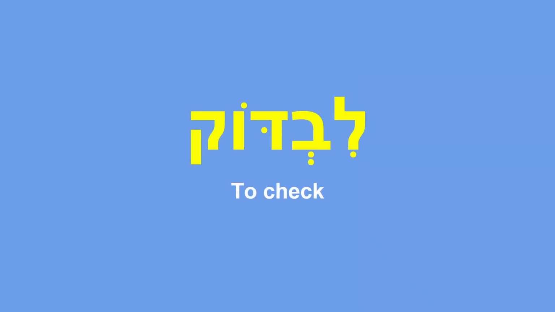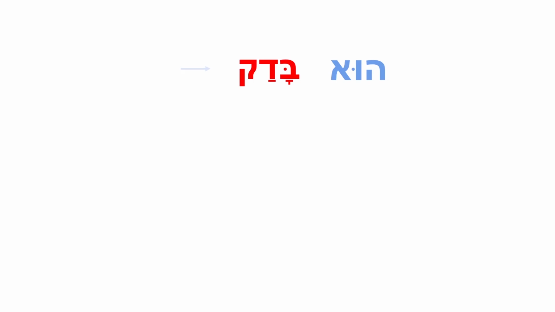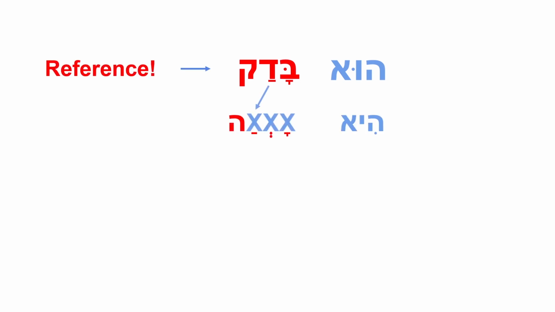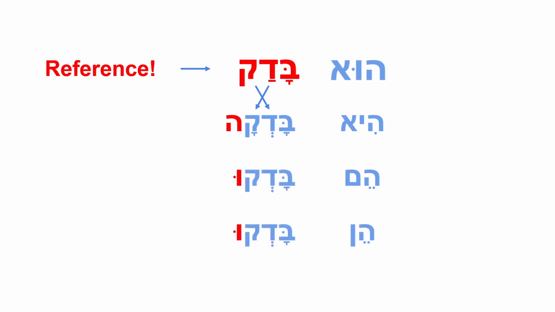לבדוק, to check. הוא בדק. He will have the same pattern. Let's switch vowels. So this vowel will fall on the third root letter, and the shva will fall on the second root letter. הוא בדק, he בדקה. Hem, in 2 syllables, will have an u ending, בדקו. Hen, same like hem, בדקו. הוא בדק, he בדקה. הם בדקו.